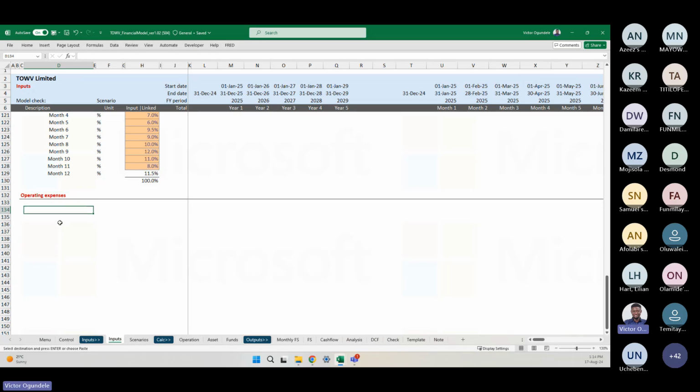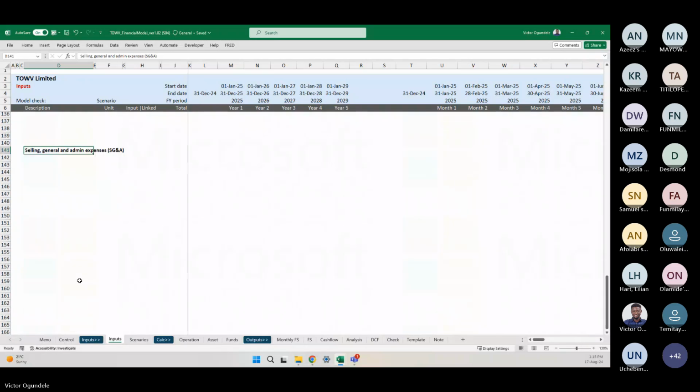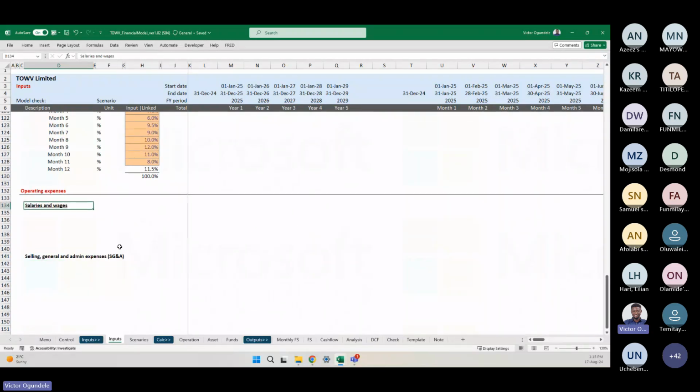Okay. Firstly, let's have our salaries. Let's have our salary here. Salaries and wages. So let's have that one here. And below here, let's now have, let's call this selling, general, and admin expenses, which we call SG and A. So let's have that here.